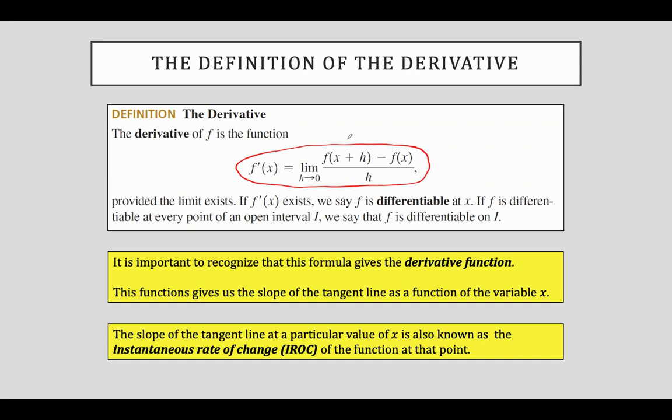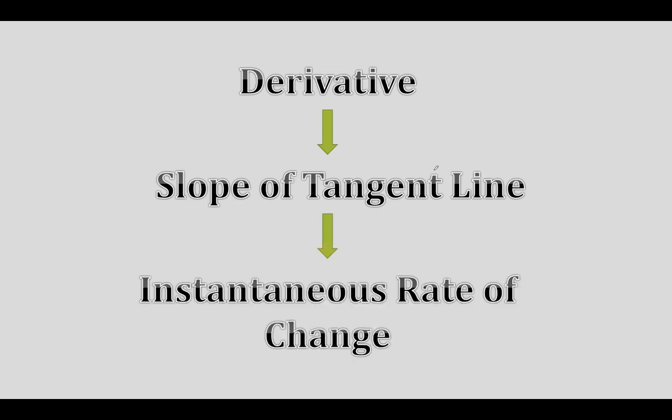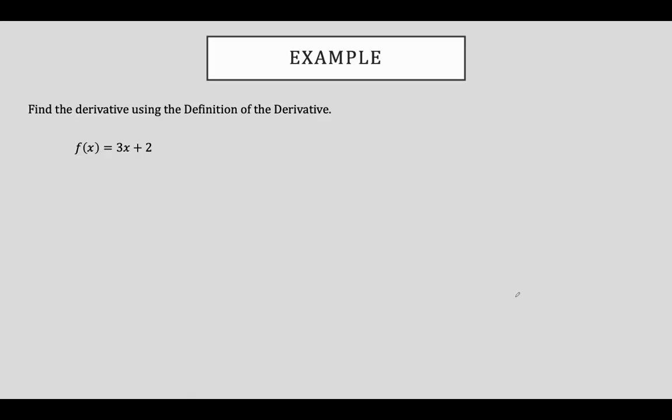But recognize that this formula gives us our derivative function, and the derivative function will give us the slope of the tangent line for any particular value of x. So, when you hear the word derivative, think slope of the tangent line. Slope of the tangent line is synonymous with instantaneous rate of change. All three of these mean the exact same thing. Derivatives tell us the slope of the tangent line or the instantaneous rate of change of our function. Let's look at a couple examples where we use the definition of the derivative to find our derivative function.